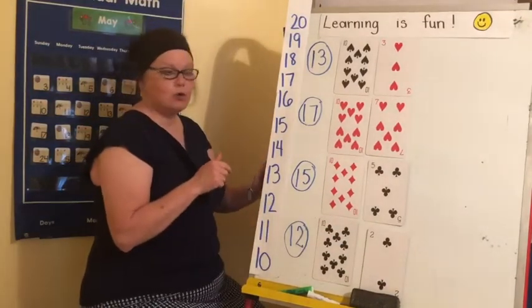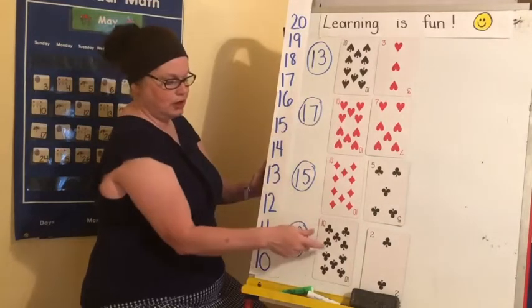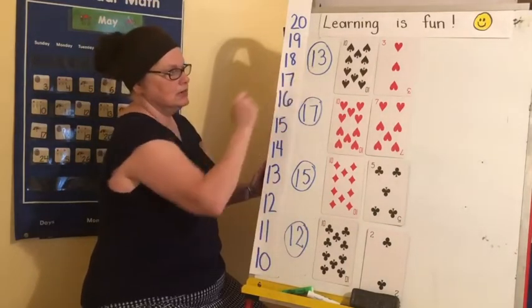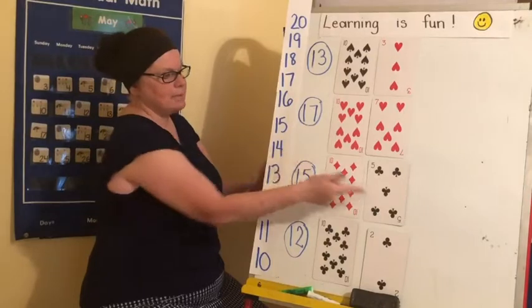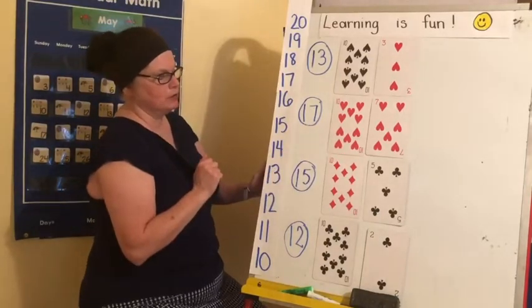You can do this at home with a deck of cards. Take out all your groups or all your 10s for your teen number, and then go ahead and try to match it up with another number and make a new number for me.